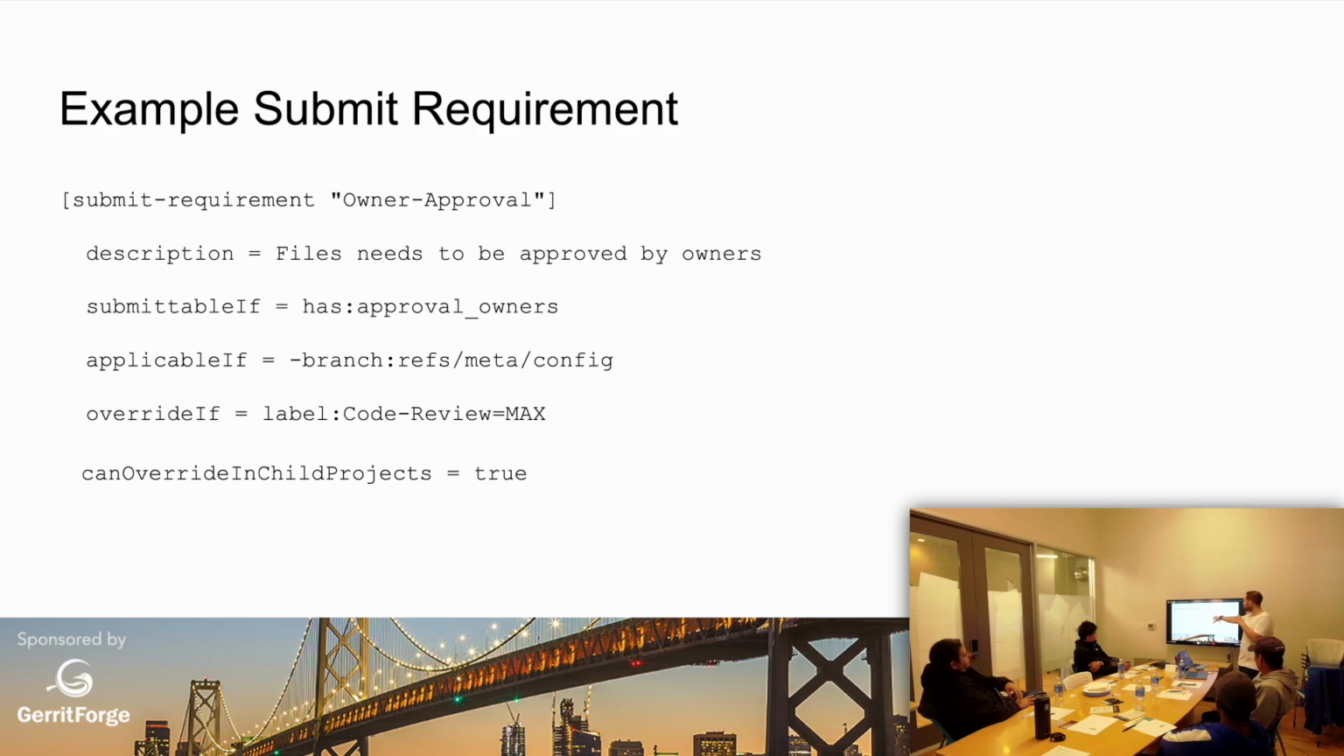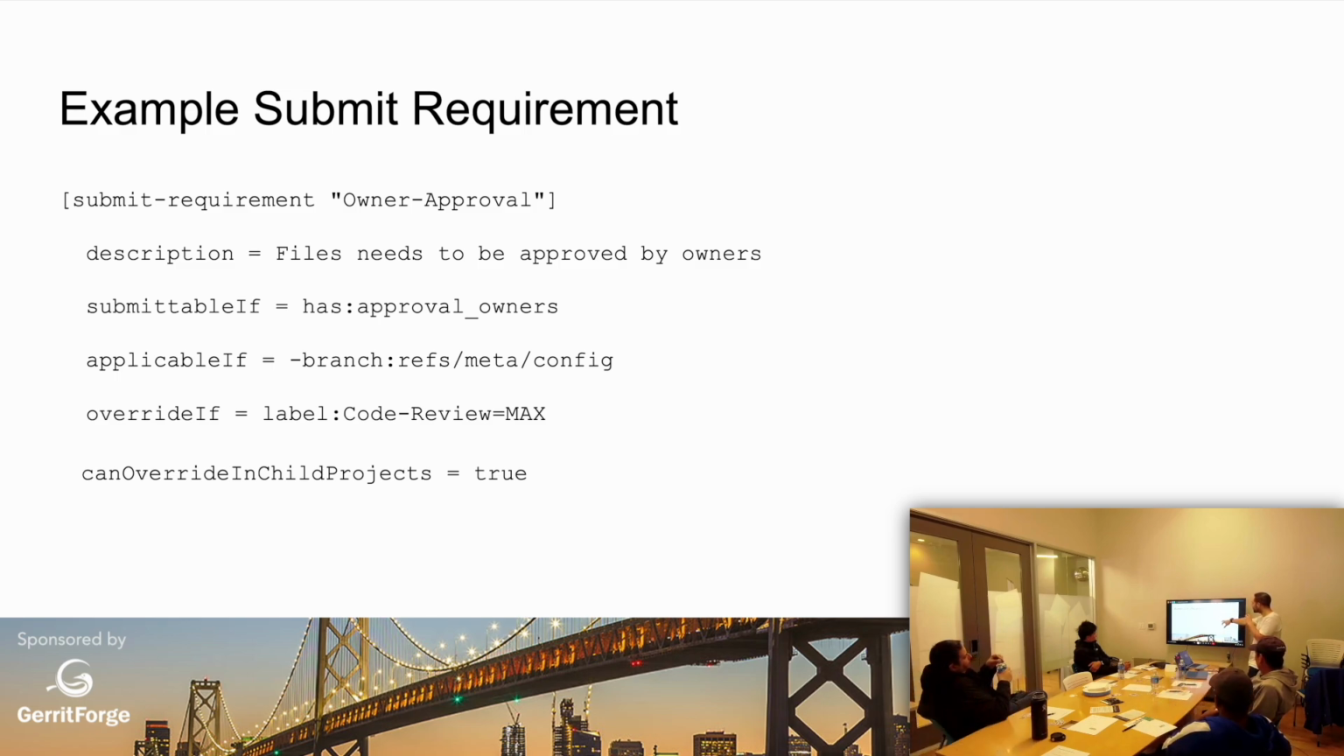You've got the applicable if, and this ties into what I was saying earlier. So if you've got your own branch that you don't want these rules to apply to, you can say, don't apply this to branch name refs meta config, for example. And then you can even have override if. Now, don't do this at home. But in this case, for example, if it just reviewed a code review +2, then it would override the submittable if and allow you to submit it.